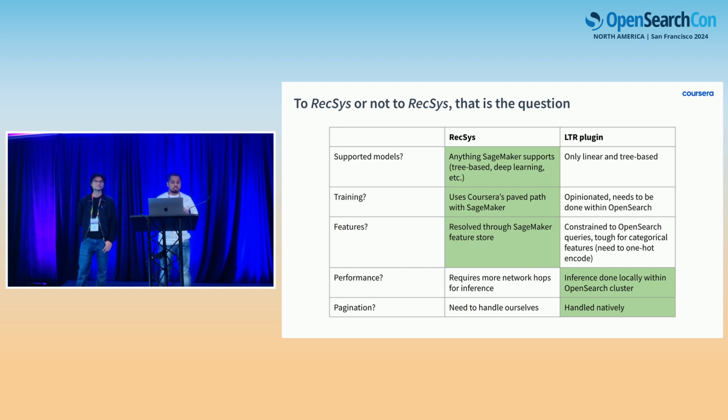Next up is pagination. Because the LTR plugin is inside OpenSearch, after getting the results from OpenSearch we don't have to do anything on top of it because OpenSearch can already paginate it. While if we use Rexis, we'll have to repaginate the documents we fetched before serving them to the front end or our clients.